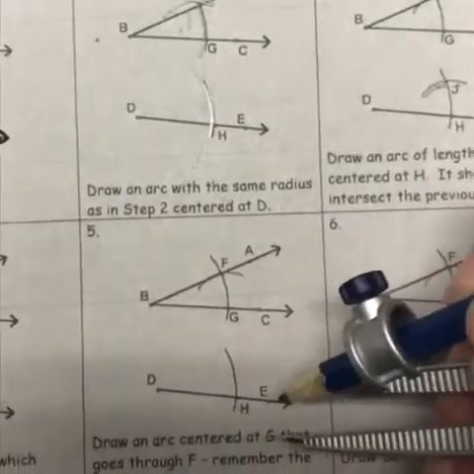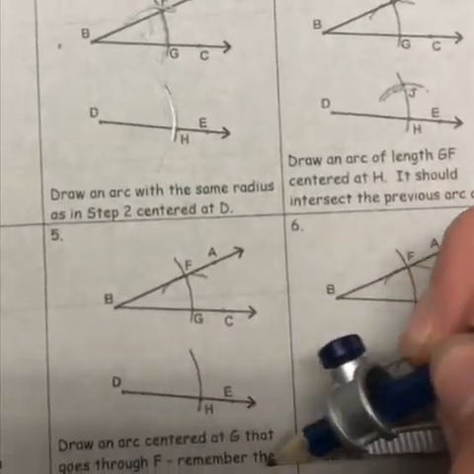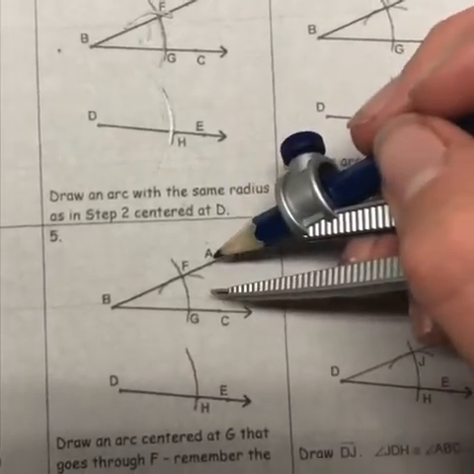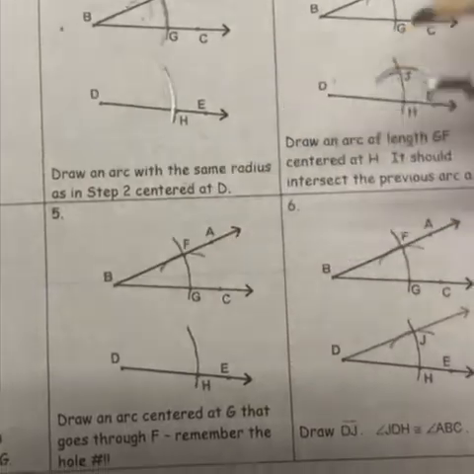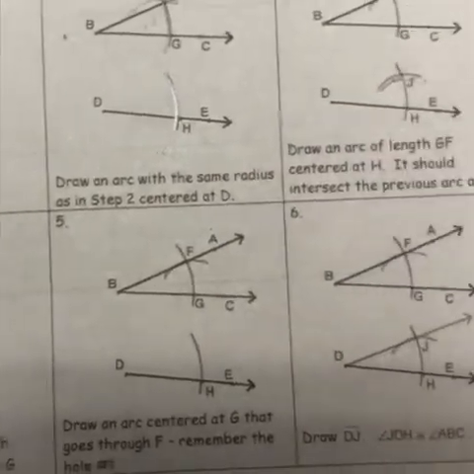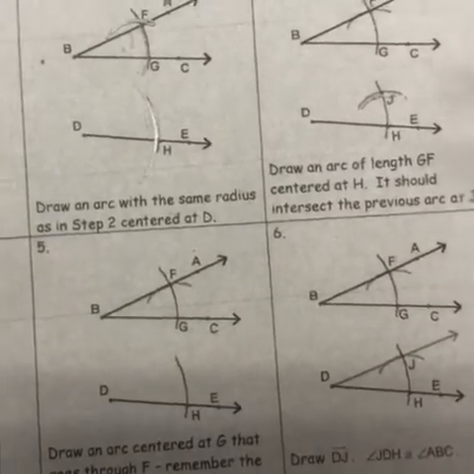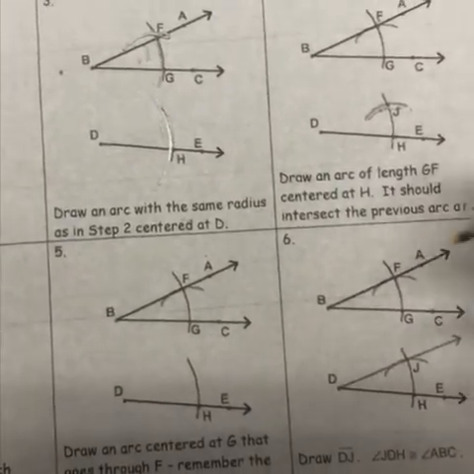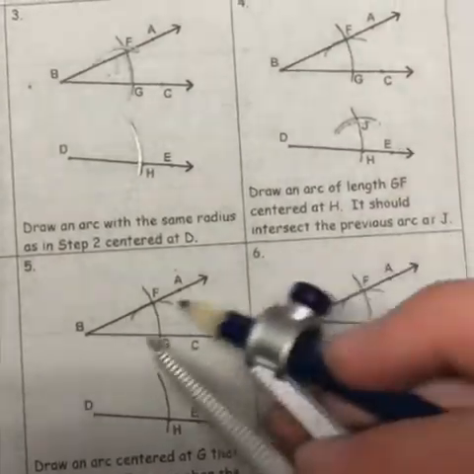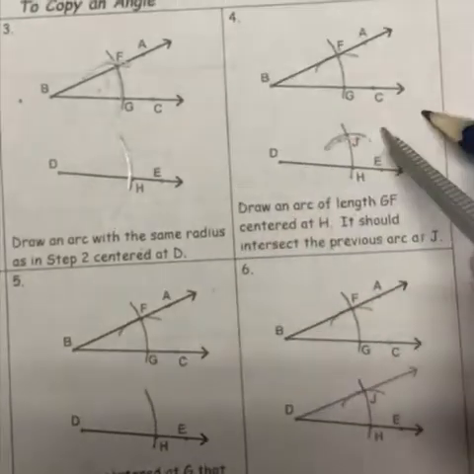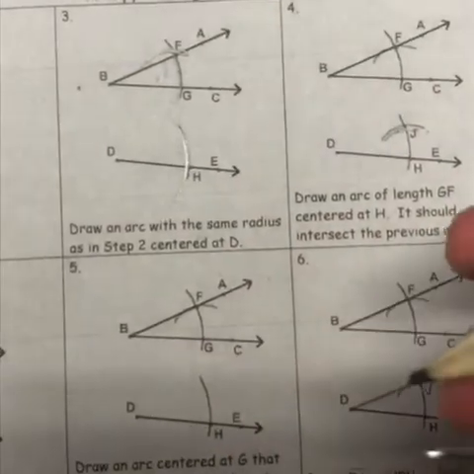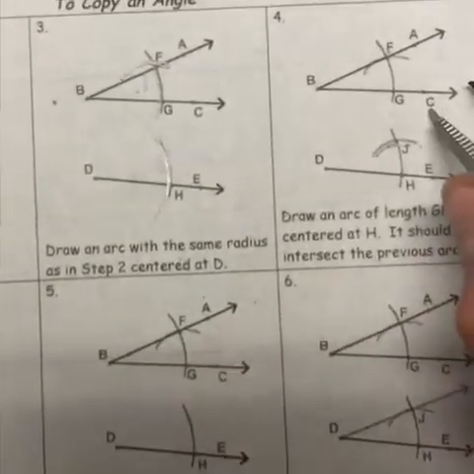Now step 5, draw an arc centered at G that goes through F. Remember the hole. So what we're going to have to do is draw an arc centered at G. That's not too hard. We're not going to have to do much more than we already did. For example, these two are kind of the same. This step leads to this step, but it's labeled 5 and 4. It's a little bit confusing, but essentially this is a step before this step.